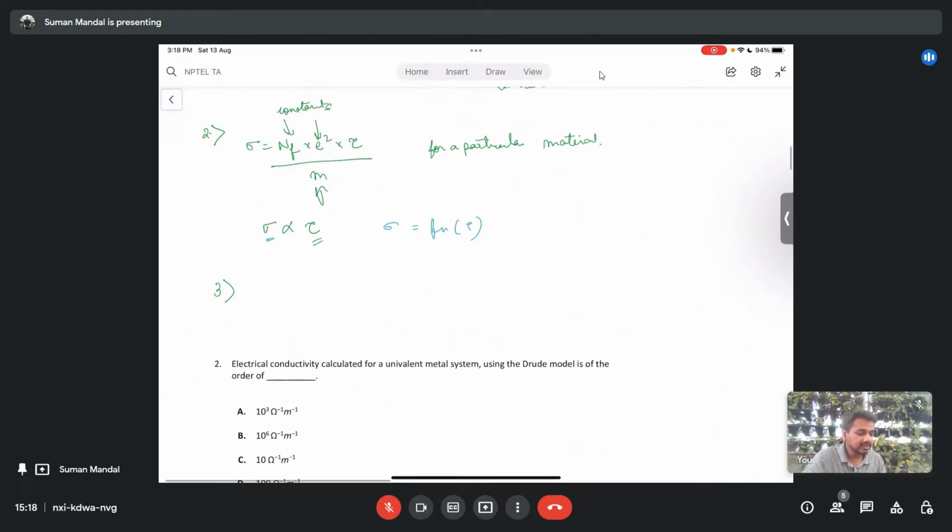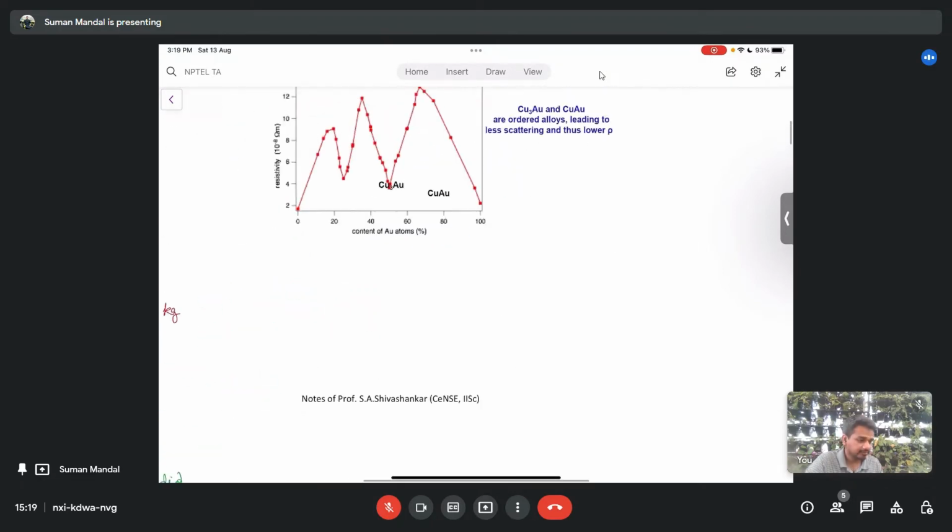The third thing, if you look at this same equation, so now for different materials at, let's say, the same temperature, the E will be fixed. Then again the relaxation time will be fixed. The mass of electron is again a constant. The electronic charge is a constant. So sigma should be proportional to n_F. So as the density of electrons increases, the conductivity should also increase.